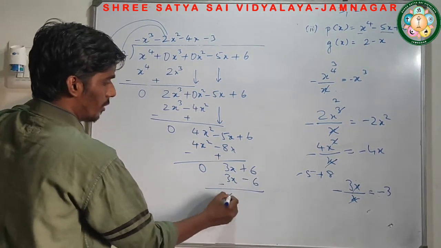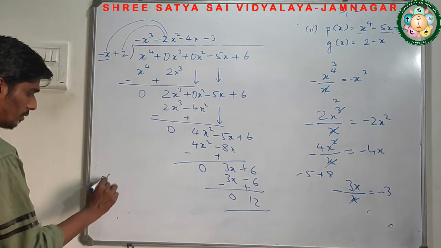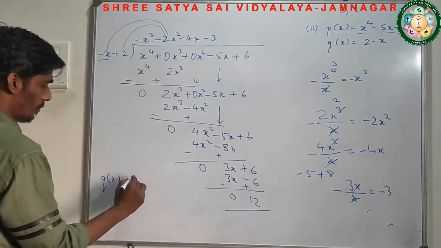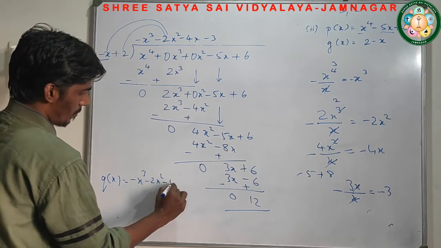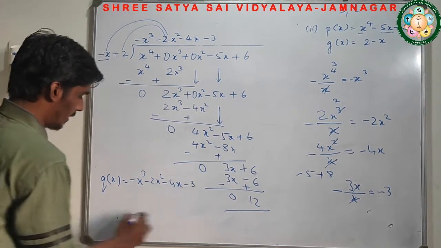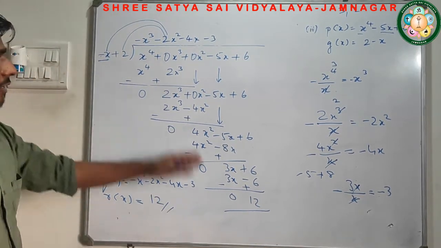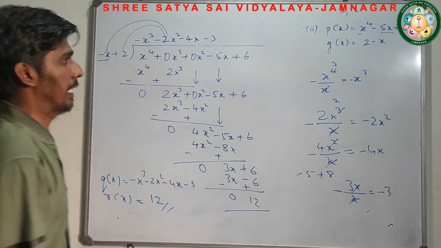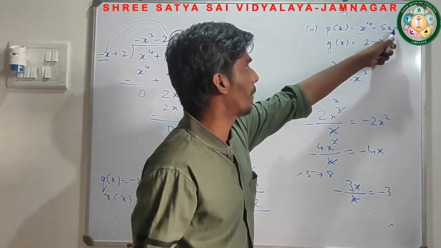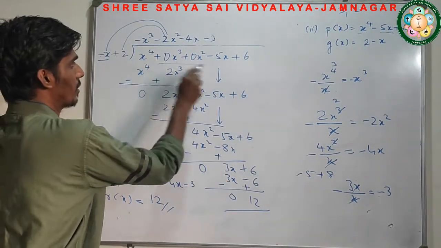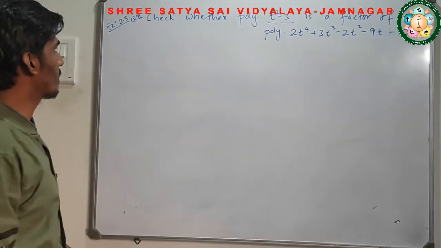So I get here 0 and this is 12. So here I got the coefficients: minus x cube, minus 2x square, minus 4x, minus 3, and remainder is 12. So this is the way we can solve any polynomial. Just take care of this thing. If in between variables are not there, power 4 and power 1, we have to take this 0x cube and 0x square. Now let's move to the next question.